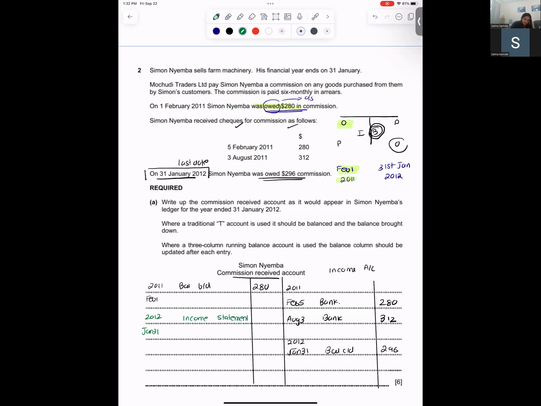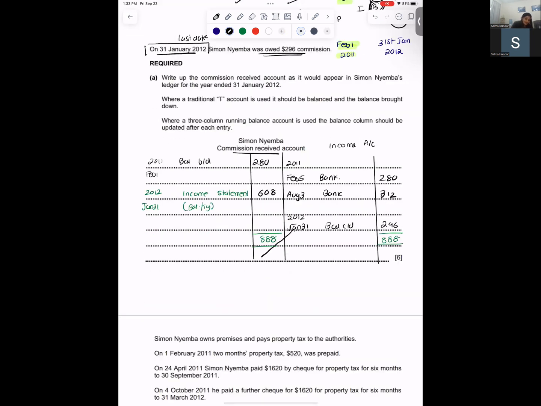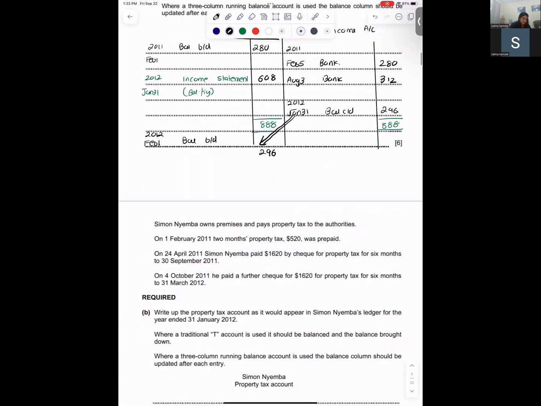I will close the account. I can see I want my balancing figure on the debit side. So I will do the total of my credit side, which is 888. From this 888, I am going to subtract 280, which will give me a figure of 608. We should not forget to bring this balance down on the first date of the next financial year. So it is 2012, Feb 1. Balance brought down and it would be 296. As easy as that.